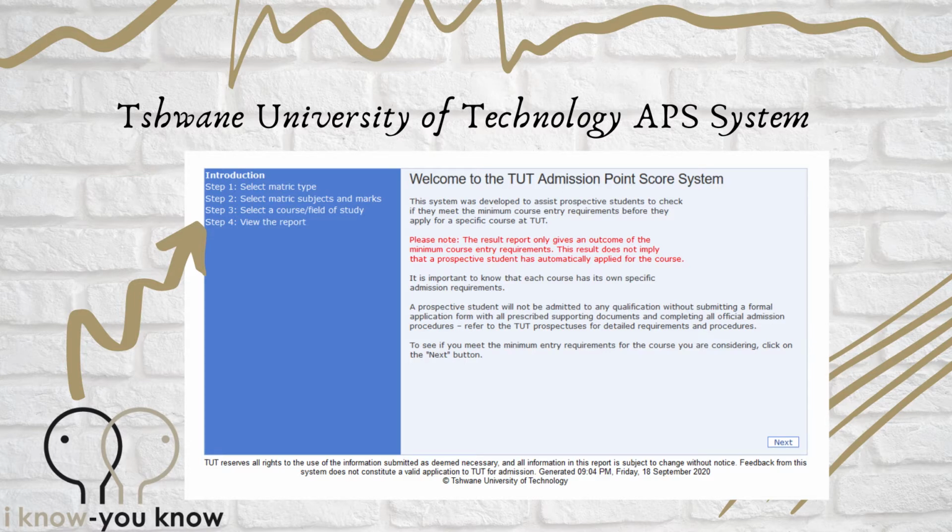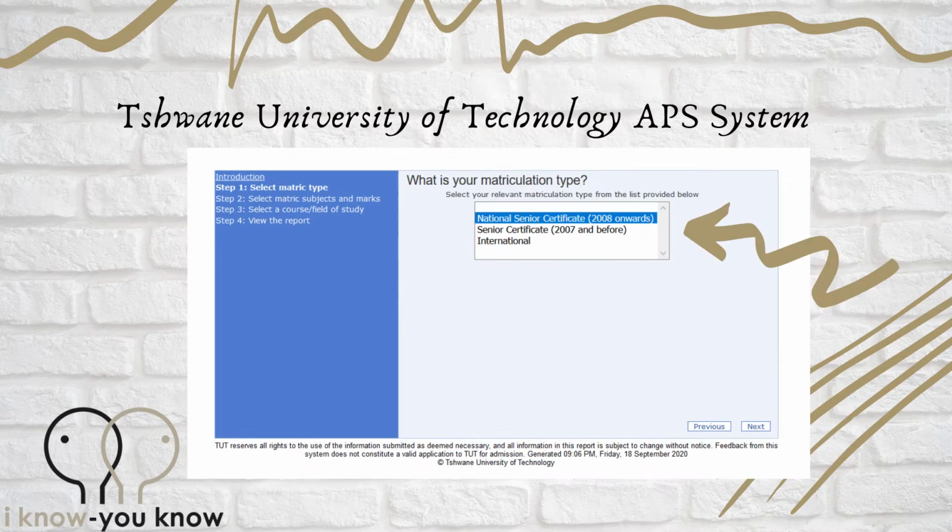So they actually have a tool which is a step-by-step process of what you need to do in order to calculate and view your APS. So they actually help you calculate it. So the first thing you would do, which is step 1, is to select your matric type.